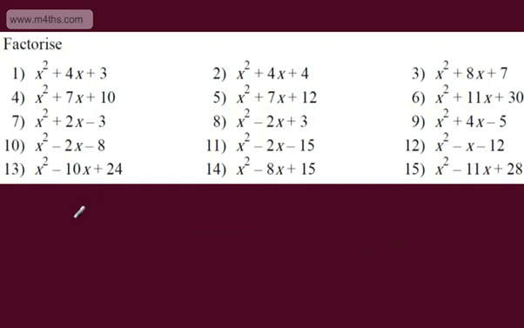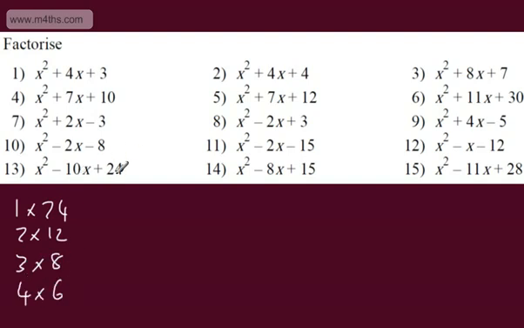Right, let's look at this one right here. We want two numbers that multiply to give positive 24 and add to give minus 10. So let's see what we can do with this one now. If we look at this, we can have 1 times 24. We can have 2 times 12, 3 times 8, 4 times 6.